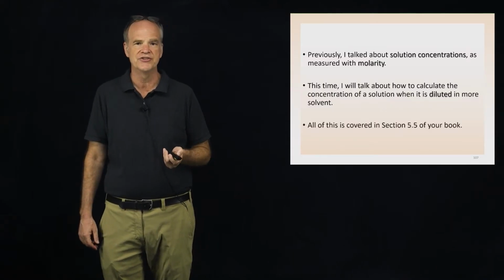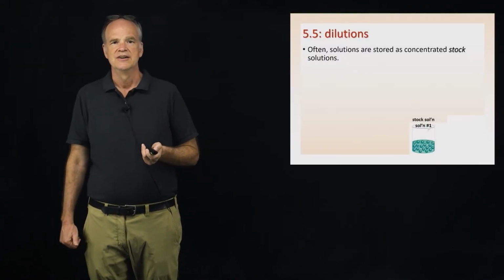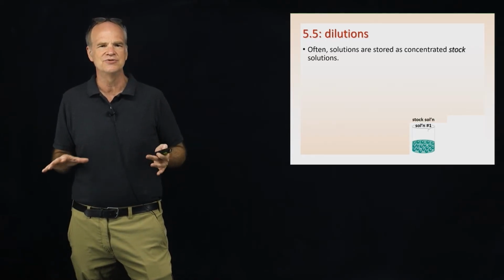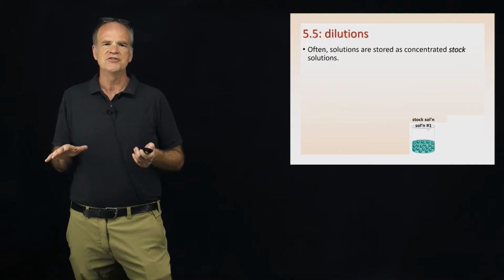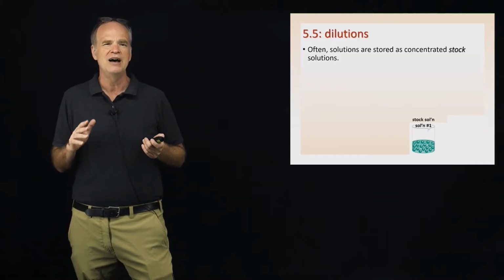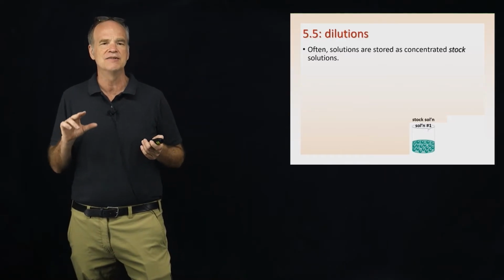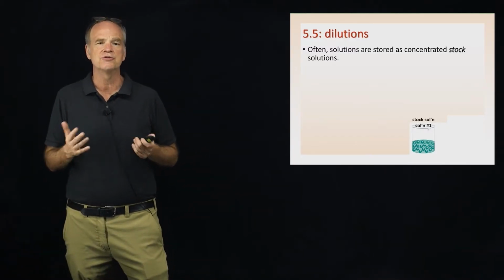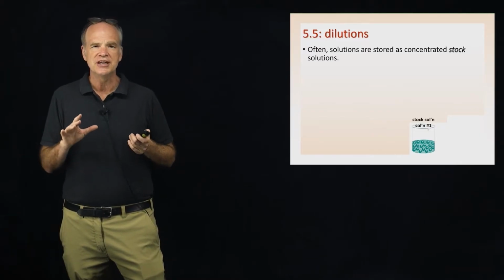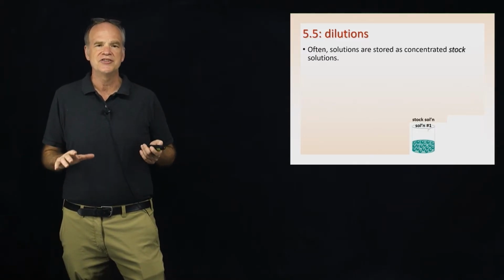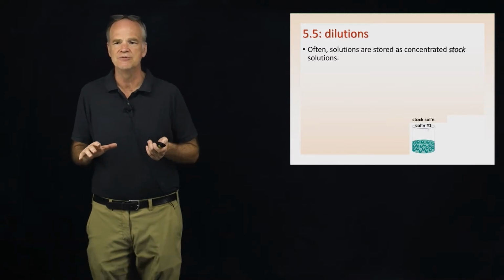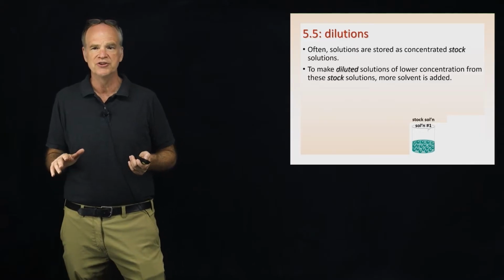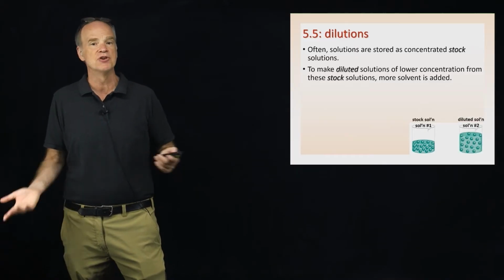All of this is covered in section 5.5 of your book. Let me talk a little bit about the basic principle of what's going on here, and then I'll go through the math. The basic principle is that you will first have some kind of solution, where the solute is dissolved in the solvent. You can think of this starting solution as a stock solution. Then, for some reason, you may want to dilute it. It's pretty simple to do: all you have to do is add more solvent to it.